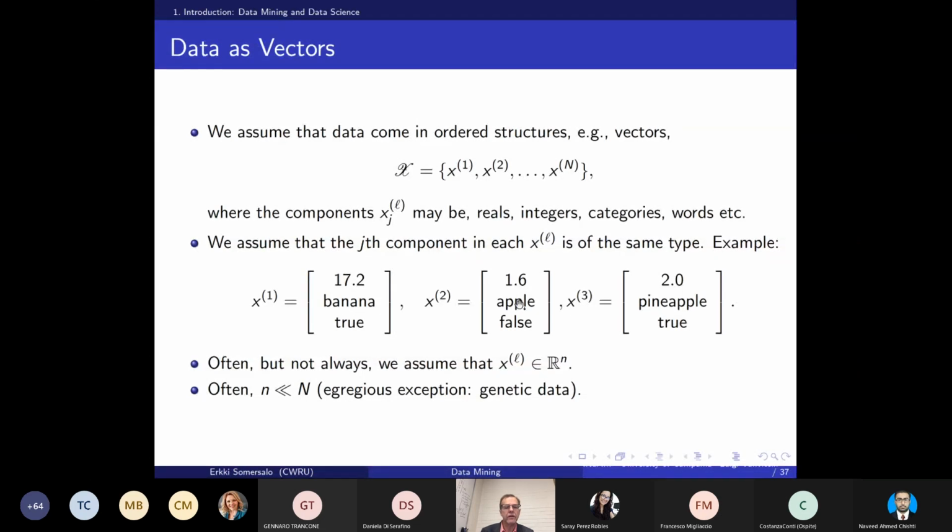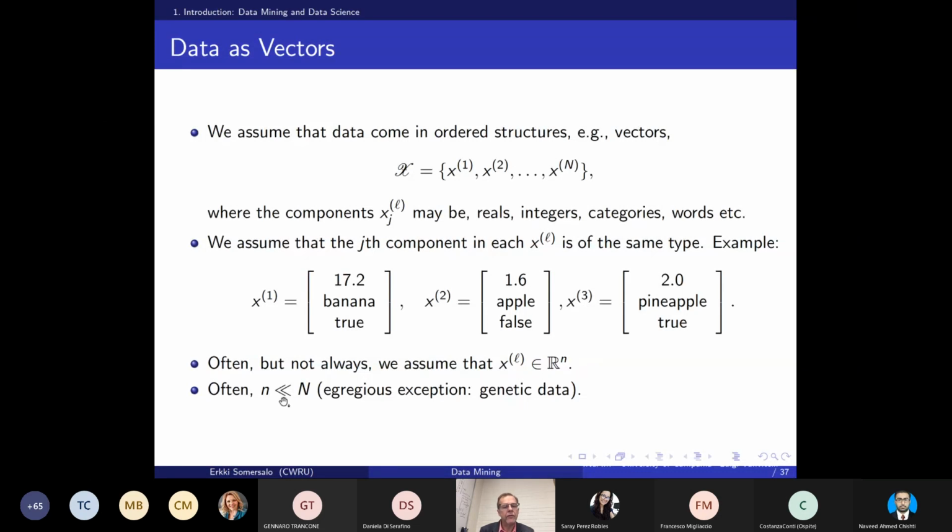We have x1, x2 and x3. So the first attribute is a real. The second attribute is like a fruit: banana, apple, pineapple, and the third attribute is a logical true-false attribute. So this is a possible structure of your data. But often we assume, as I said, that these xi are vectors in Rn. We are discussing what should be done if this is not the case. So we need to have some quantitative methods, and sometimes you have to do a conversion of your data into something that you can treat using mathematical tools.